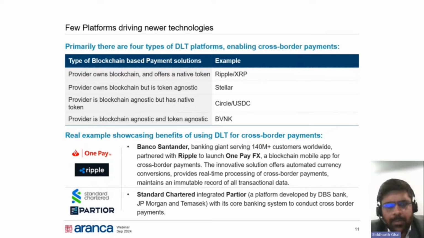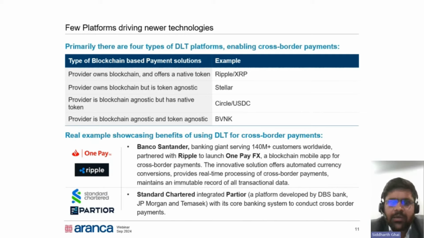The third is blockchain agnostic, but it has a native token. Circle is one example, wherein it has a native token known as USDC. USDC is a native token by Circle. It is pegged against the US dollar, and it gives you the option to select from any of the blockchain platforms, and it gives you a native token to do the transaction.